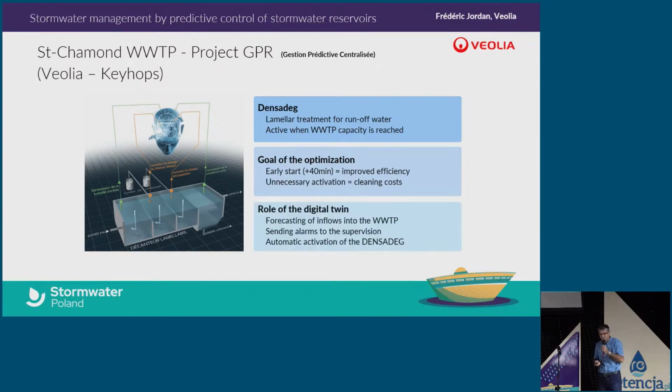The system is a DensaDeg, which, of course, as I said before, likes to be activated before the water comes, and we will try to make it. And the role of the twin is in that case: the twin receives some information from the network. We model the flow. Then we get the precipitation forecast. We simulate and we predict the flow over the next few minutes. Based on this, if we reach some thresholds, then we will automatically activate the DensaDeg to open it.